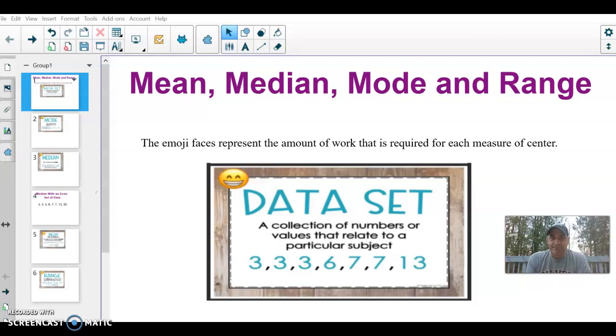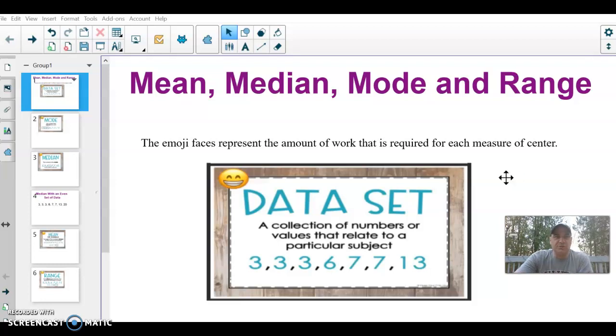So below we have a data set. And again, I'll use the emoji faces. They'll represent the amount of work that's required for each of these. So the data set's a collection of numbers or values that relate to a particular subject. So in the data set below, we have 3, 3, 3, right here, 6, 7, 7, and 13. Notice we have 1, 2, 3, 4, 5, 6, 7 numbers. Now those could have been shots made in a game. It's just random numbers right now, but you could collect data from anything. Prices of homes, prices of cars, your grades, okay? So we have these 7 numbers right here.